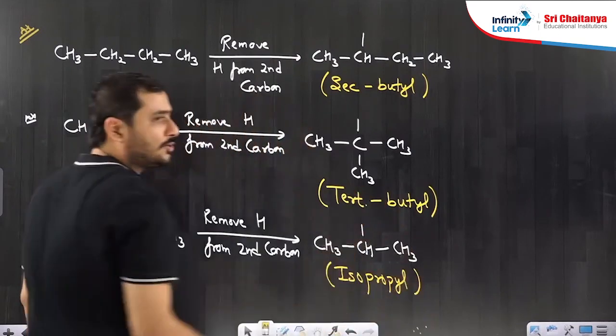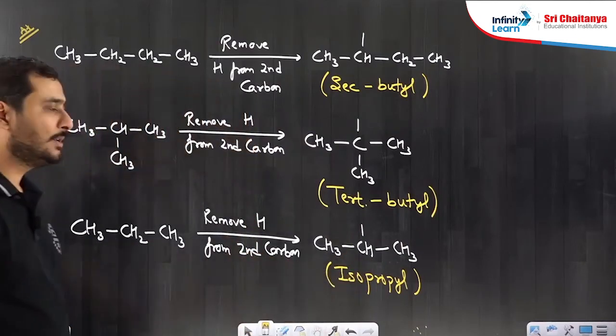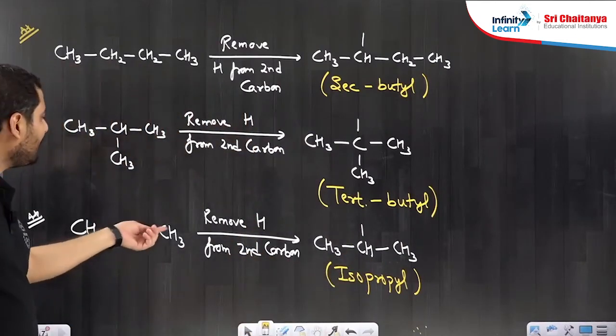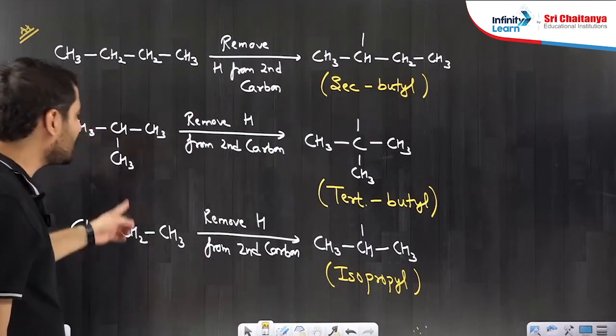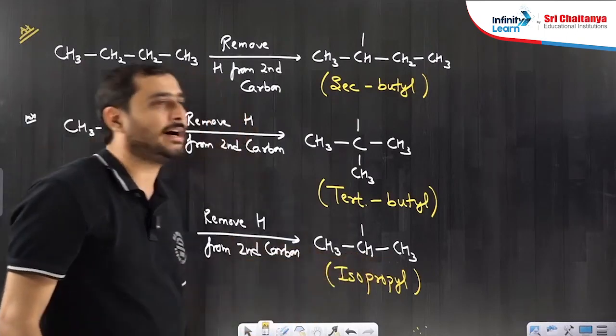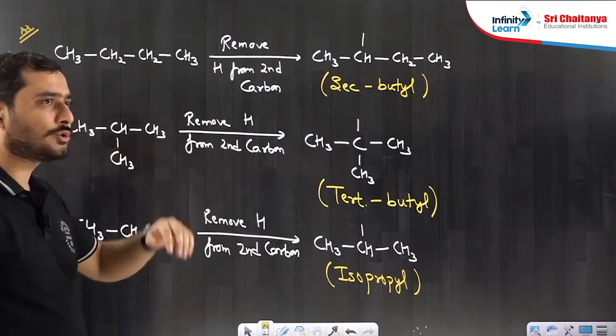Isopropyl. So isopropane does not exist. What exists? Isopropyl. So in case of propane, if we remove hydrogen from any of the end carbon, we get normal propyl. If we remove hydrogen from the middle carbon, then what is formed? Isopropyl.